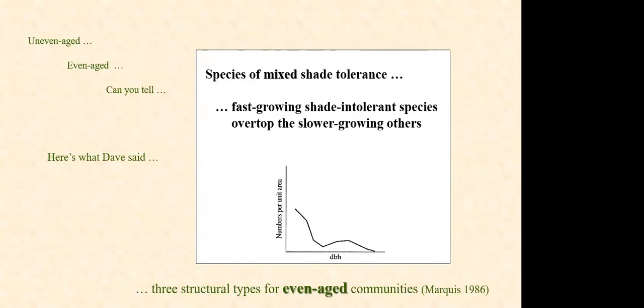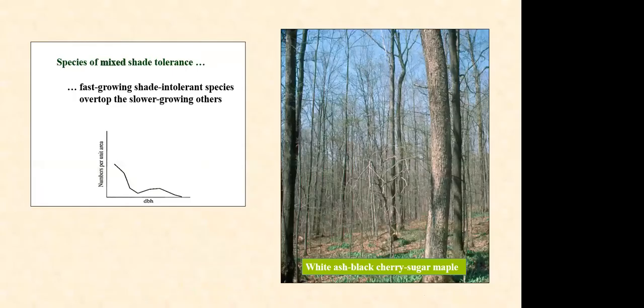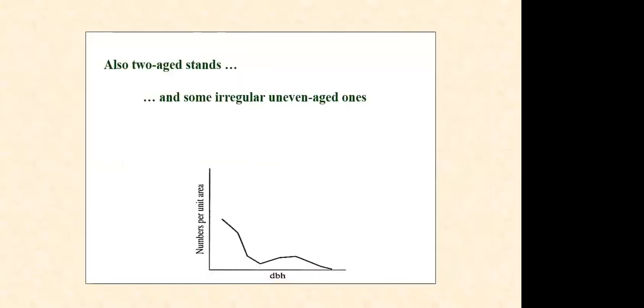And then you get this funny shape. It's a left-hand tail on the potbelly. The left-hand tail is for the slower-growing shade-tolerant species, and the right-hand potbelly for the faster-growing shade-intolerant species. So here in New York, we would get mixtures of white ash, black cherry, and sugar maple, where the diameter distribution forms this tail and potbelly kind of shape.